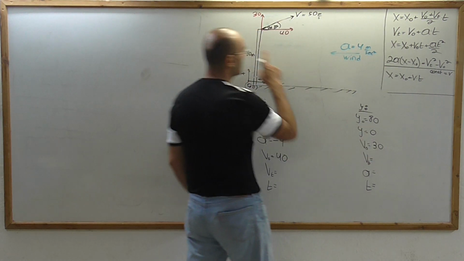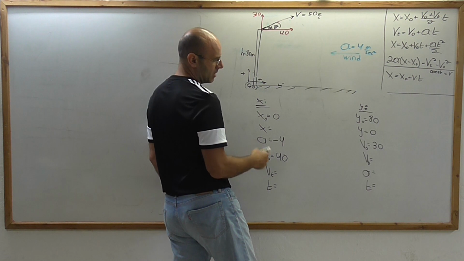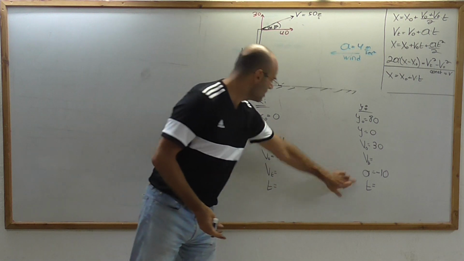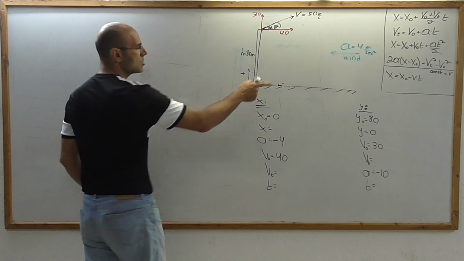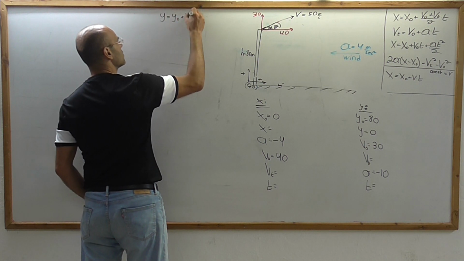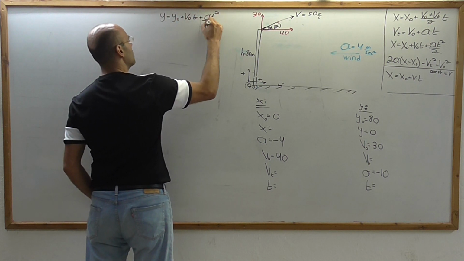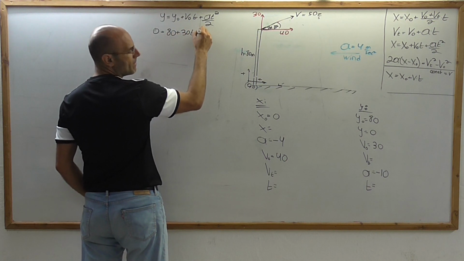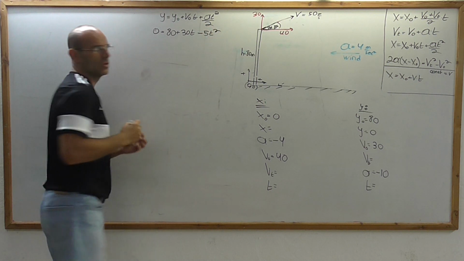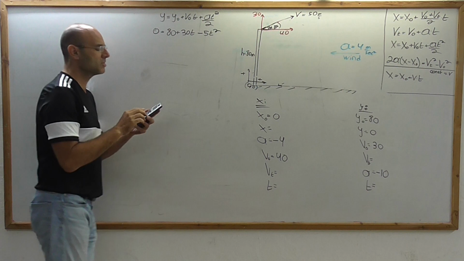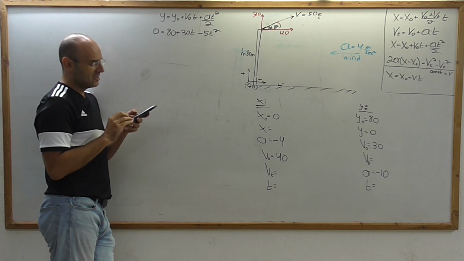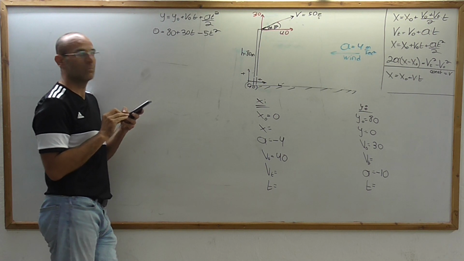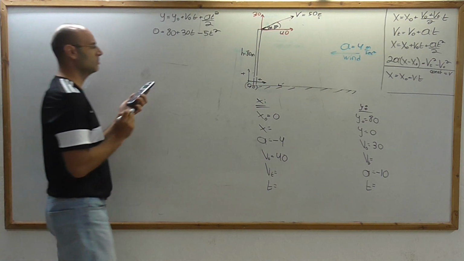V0 is 30 plus because it's in the positive direction. V final I don't know. A is minus 10 obviously. Let's find everything, okay? So from the y-axis I use this equation. So I'll get 0 equal to 80 plus 30t minus 5t squared. What do you say? I'll get good result or bad result? Okay, let's see. Minus 5, 30, 80. Good result. I don't believe it.